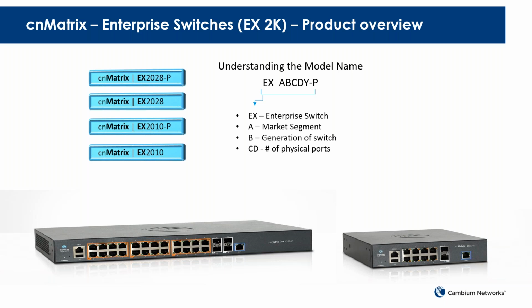The next 2 digits, the 2 and 8 here, are the number of physical ports. I keep referring to these switches as 24 ports or 8 ports. That's the number of 1 gig access ports. In the 24 port switch case, we also have 4 fiber uplinks. Those are SFP+ or 10 gig fiber uplinks. So the 4 plus the 24, that's 28 active. They can all be active at the same time. So 28 active ports. That's why it's the 2028.